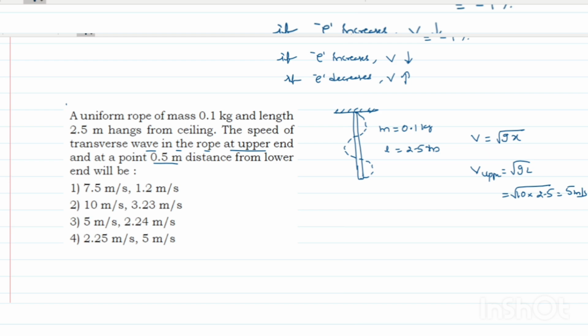And the speed at a given distance is root of g into x. Here x is 0.5 meters, so 10 into 0.5 is 5, and this is root 5. So the speed is nearly 2.24 meters per second. At the upper end it is 5 meters per second, and at the distance of 0.5 meters it is 2.24 meters per second.